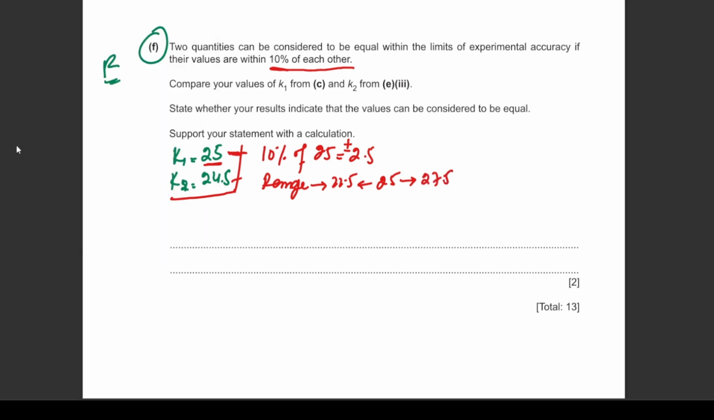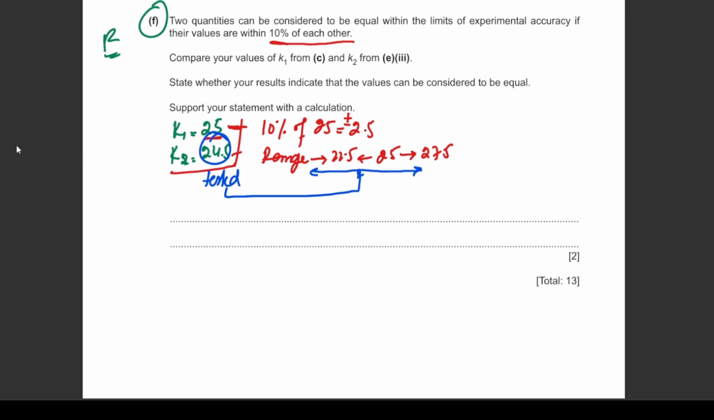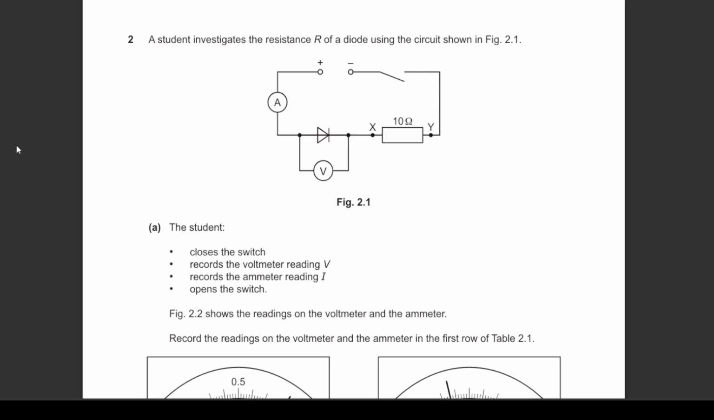Now the other value will be tested on this range. Does this come in this range, or will it belong within this range? And yes, it does. So if your answer is yes, it belongs to the range, then yes, I will say that K2 and K1 are similar, or you can say they are equal within the 10% experimental accuracy, or within 10% of each other. So I will accept that both methods have produced the same results, and the spring constant of this experiment will be 25. Question number 2, electricity-based question.